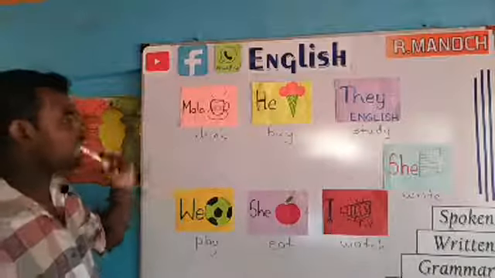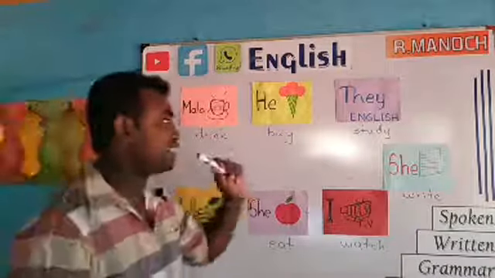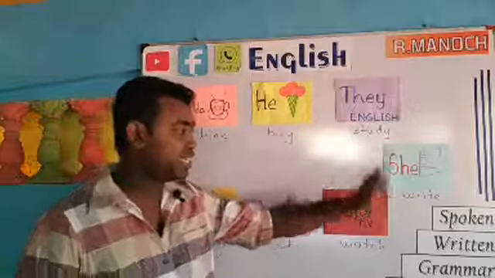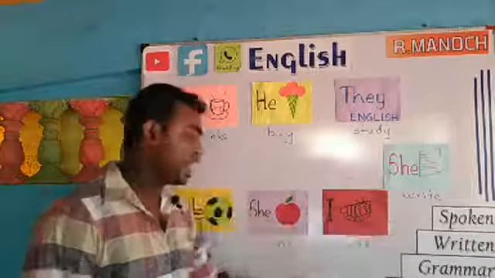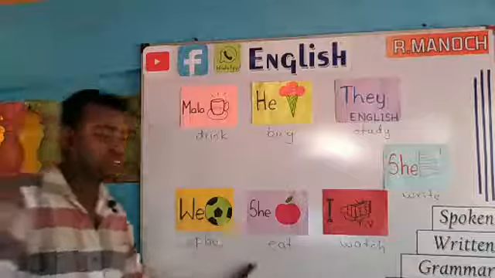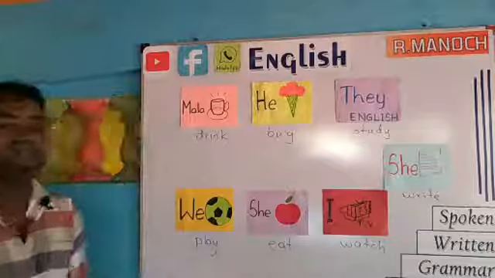Mala was not drinking a cup of coffee. He was not buying an ice cream. They were not studying English. She was not writing a letter. I was not watching TV. She was not eating an apple, and we were not playing football.